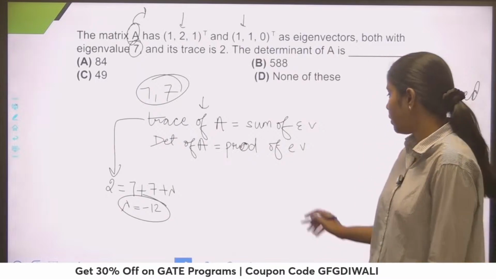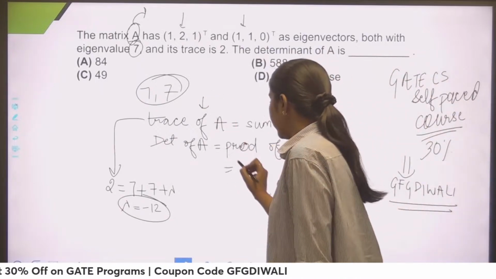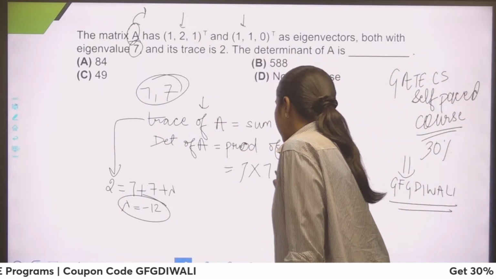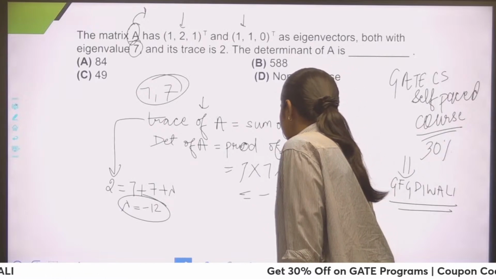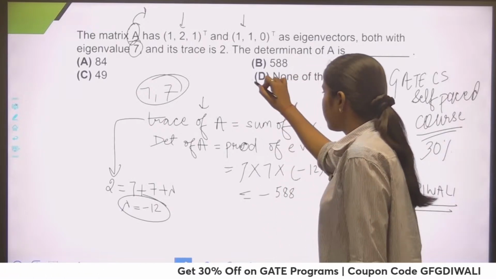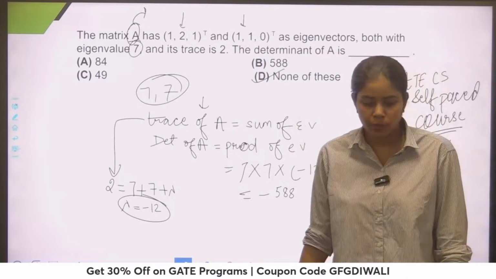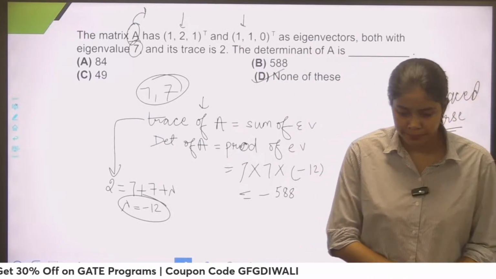Now they are asking to find out the determinant of A. And what is the determinant of A? The product of eigenvalues. So one eigenvalue is 7, another one is 7, and the last one is minus 12. If you solve this, you would get the answer minus 588. Which is correct? Option D is correct here.